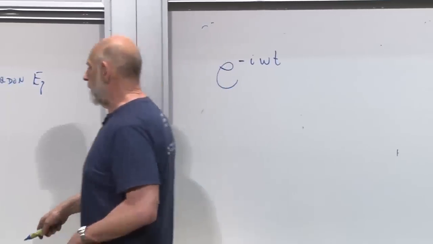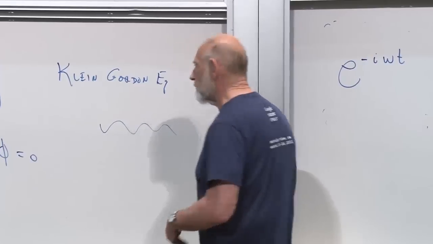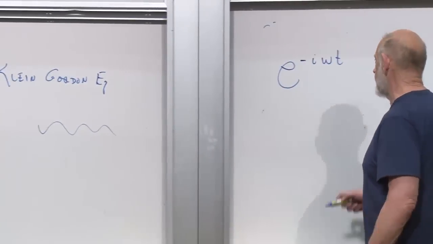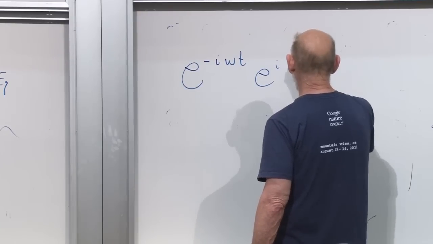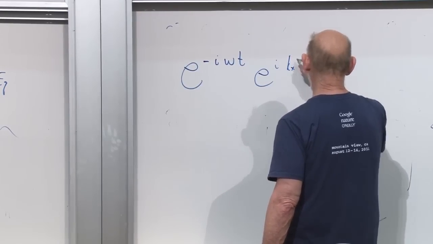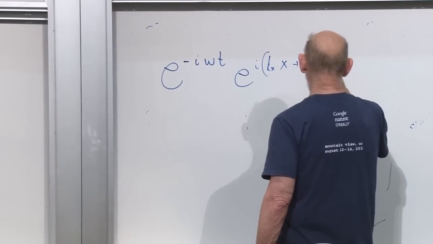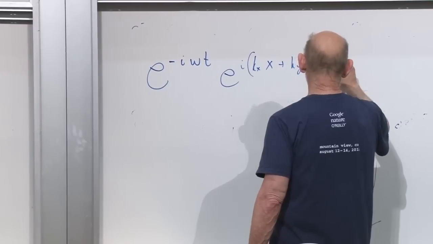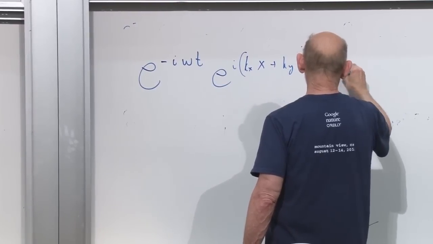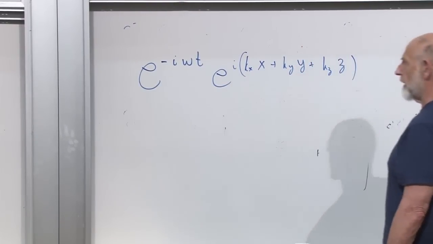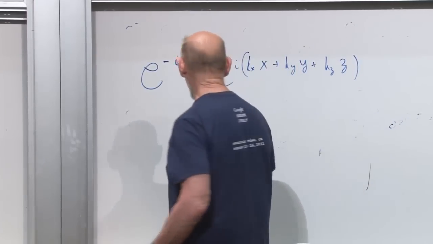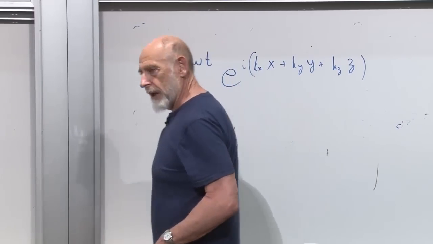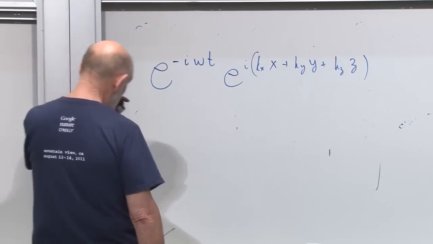And now we're going to look for solutions which oscillate in space, which means they're e to the i k x of some type. e to the i, and we can write here kx times x plus ky times y plus kz times z. Well, these are three numbers. kx and ky and kz are just three numbers. They're called the wave numbers, or the wave vector, kx, ky, and kz.